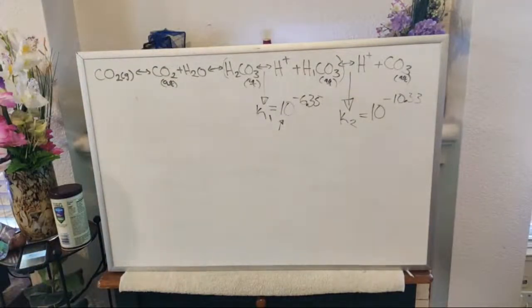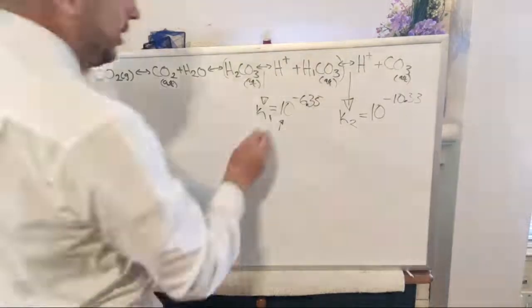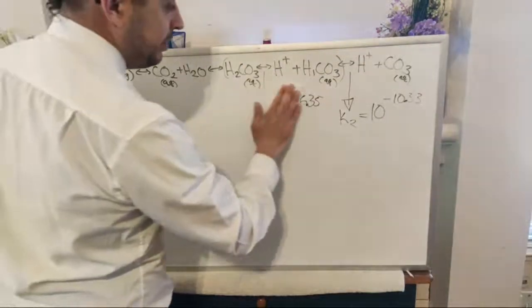Alright. So now what's the... So I'm going to erase this, alright? The K values.